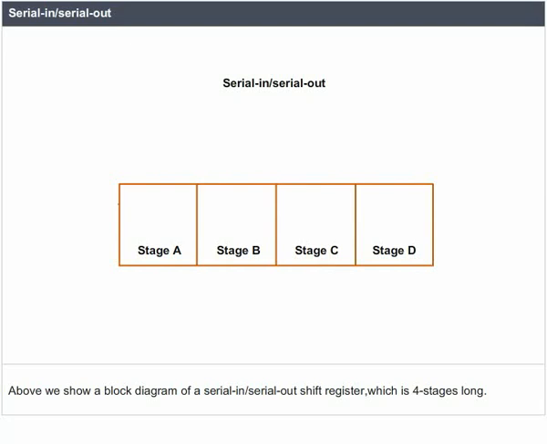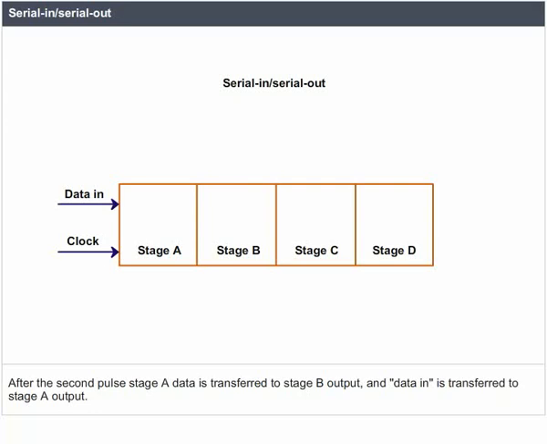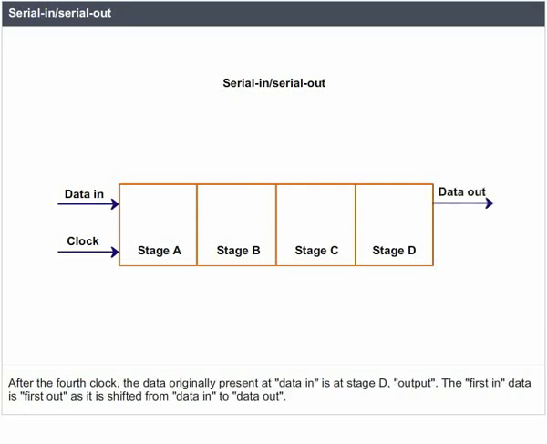Serial in, serial out. Above, we show a block diagram of a serial in, serial out shift register which is 4 stages long. Data at the input will be delayed by 4 clock periods from the input to the output of the shift register. Design issue. Data at data in will be present at the stage A output after the first clock pulse. After the second pulse, stage A data is transferred to stage B output and data in is transferred to stage A output. After the third clock, stage C is replaced by stage B, stage B is replaced by stage A, and stage A is replaced by data in. After the fourth clock, the data originally present at data in is at stage D output. The first in data is first out as it is shifted from data in to data out.